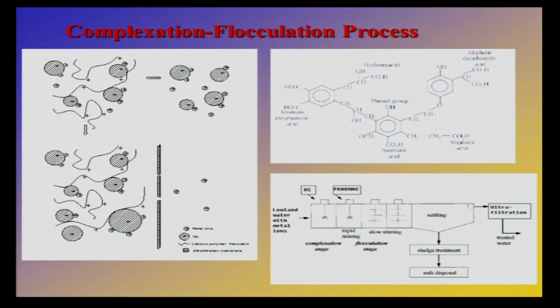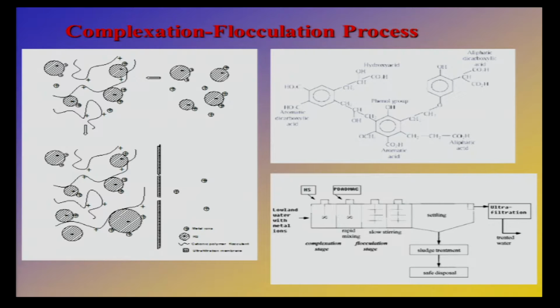So we get this very large particle, which is really a kind of mesh of 3 different species. And this is much too big to go through a membrane or even through a filter paper. So again, we can create large flocks that can be settled out or just filtered. So here's the key. You can see that's the metal ion. Those are the humic acid. Here's the sort of polymer electrolyte. And this is the membrane.